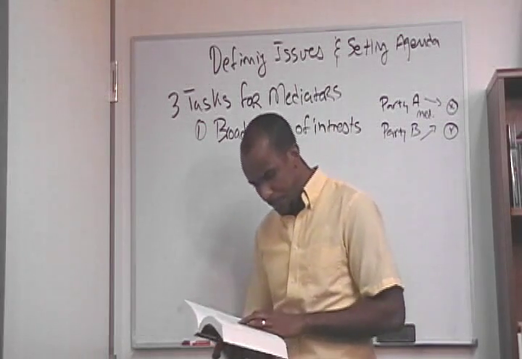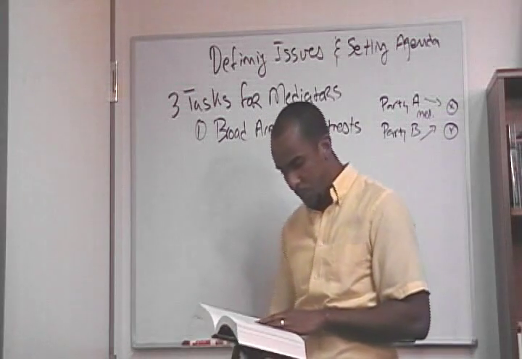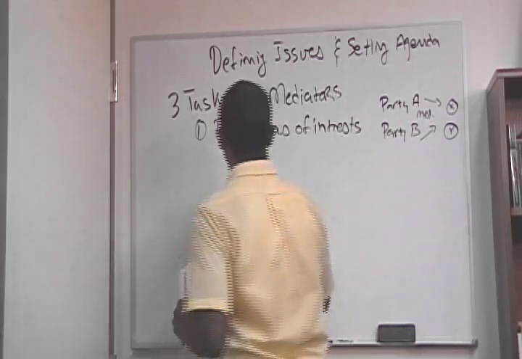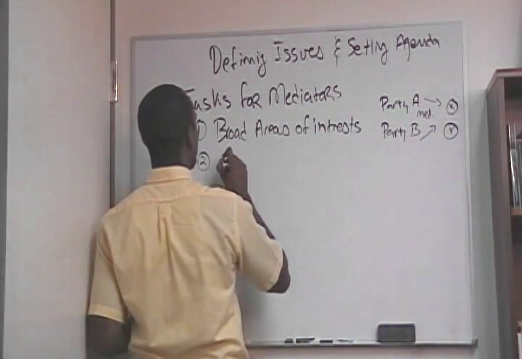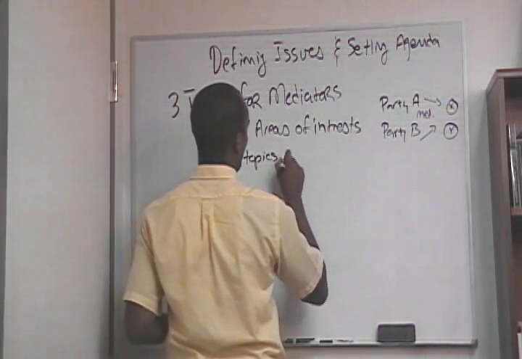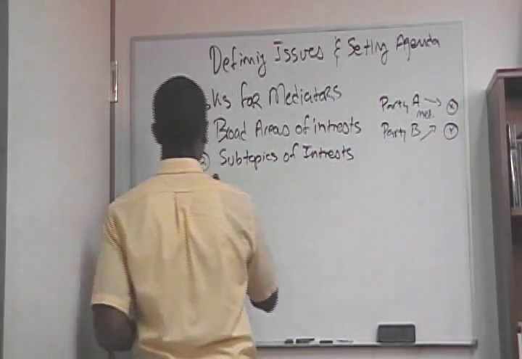The second critical task that mediators must be able to do is to agree on subtopics of interest, right? So we need to address broad topics, but a little bit more precisely subtopics of interest. And that's interest to the parties.